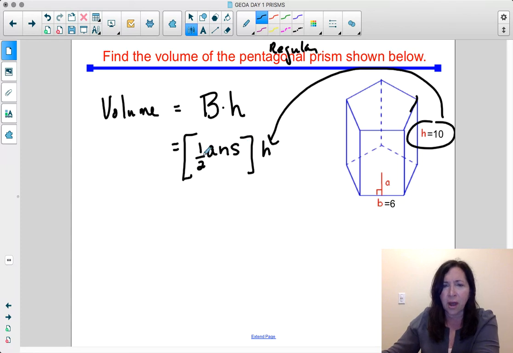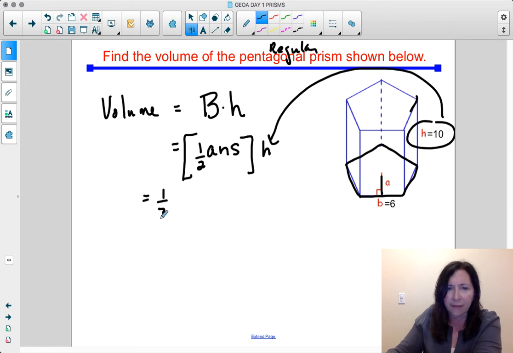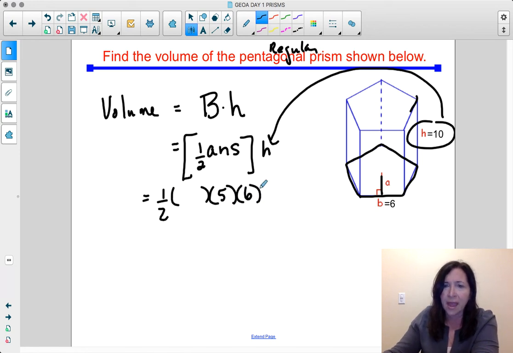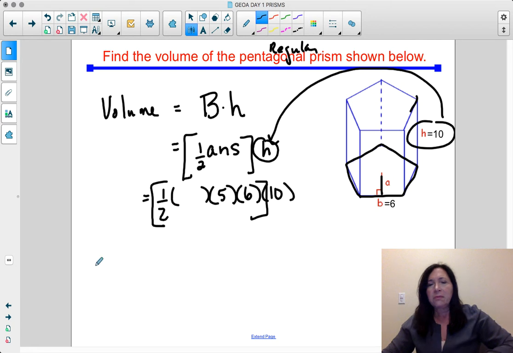And so we've got the apothem, which is this value here, times the number of sides, which is 1, 2, 3, 4, 5, times the length of one side. So let's see what we got. We got 1/2 my apothem. I don't know what that is. The number of sides, I have 5. The length of one side is 6. And my height of my shape is 10. And so this whole part here is the area of my polygon.